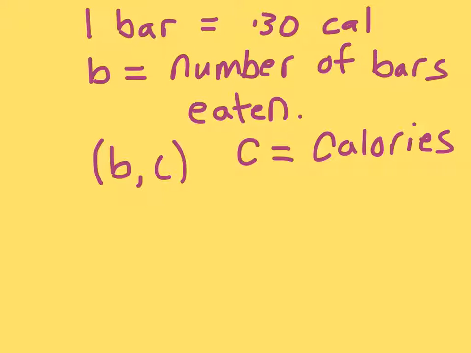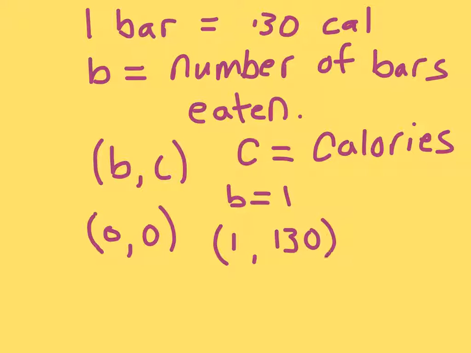Let's start with just some domain numbers because the problem doesn't give us any. So let's say we eat 0 bars. How many calories did we consume? 0. Okay? Let's say B is equal to 1 and we eat 1 bar. How many calories did we consume? 130. Because 1 bar, remember up here, is equal to 130 calories.